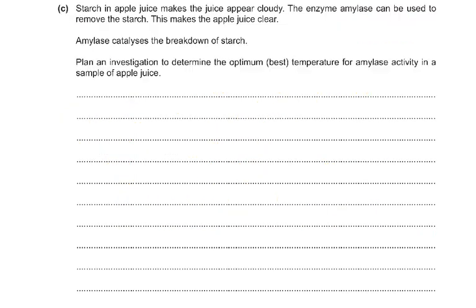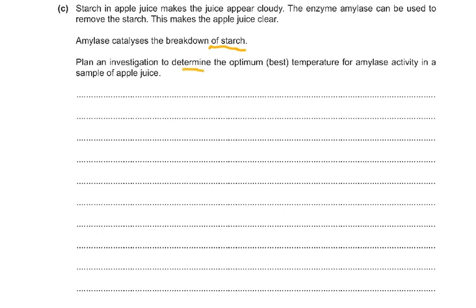Then coming to part C of the question: starch in apple juice makes the juice appear cloudy. The enzyme amylase can be used to remove the starch. This makes the apple juice clear. So starch makes the juice cloudy, but the enzyme amylase can be used to remove the starch. It will break down the starch to maltose. This makes the apple juice clear. Amylase catalyzes the breakdown of starch.